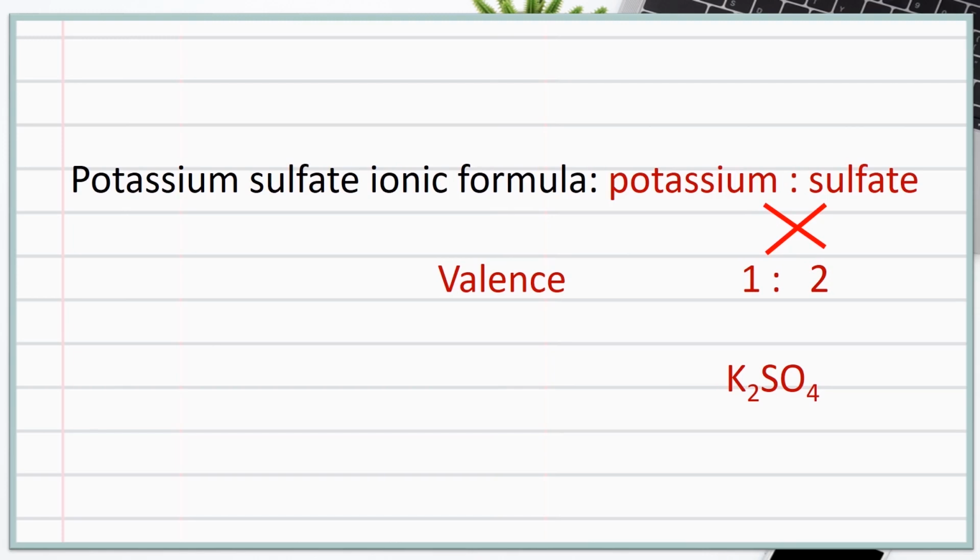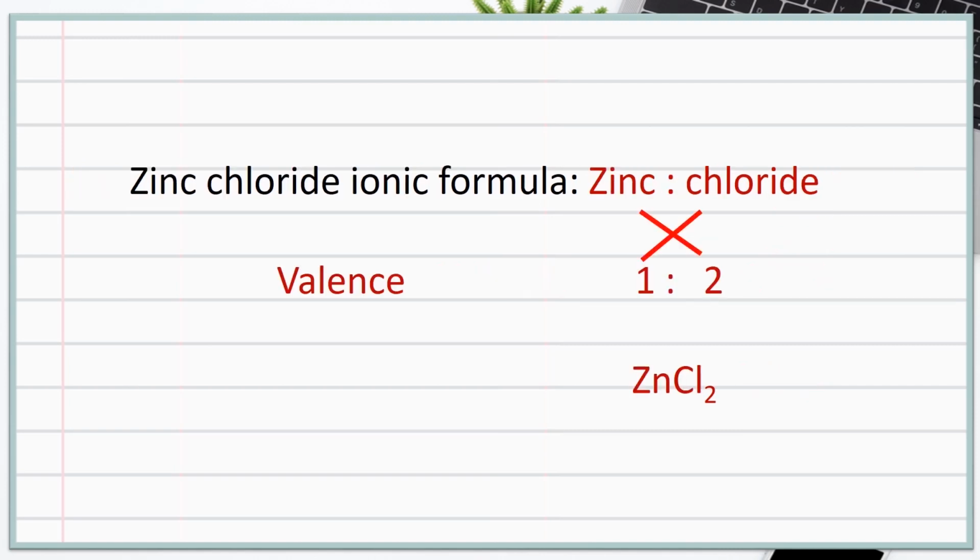Another example is potassium sulfate. Potassium is monovalent and sulfate is divalent. The ionic formula of potassium sulfate is K2SO4. Another example is zinc chloride. Zinc is divalent and the chloride ion is monovalent. The ionic formula of zinc chloride is ZnCl2. Notice, we don't usually write 1.